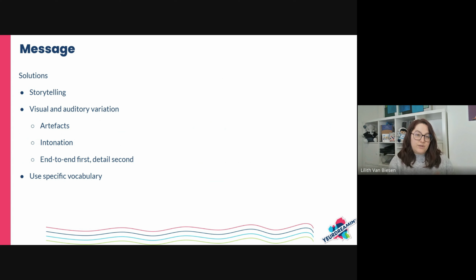We can do this visually, like through artifacts, which we will cover later on. We can also do this through intonation, which you might have captured already a bit, that I'm trying to really put a lot of emotion and empathy and also focus in my voice on specific elements I want to call out.